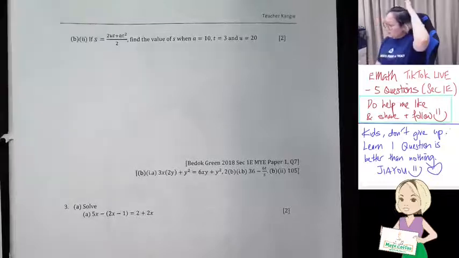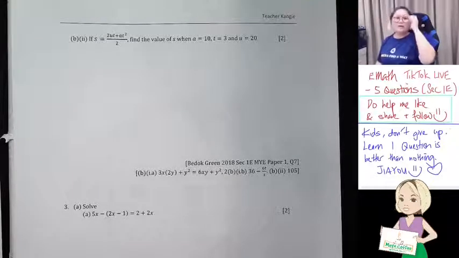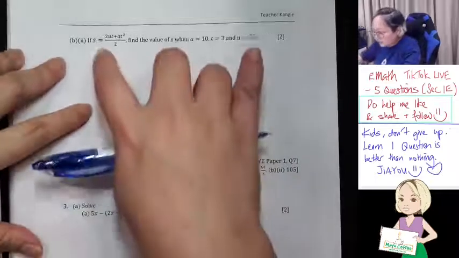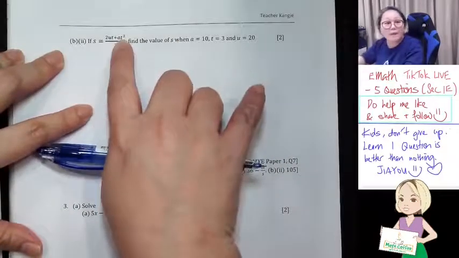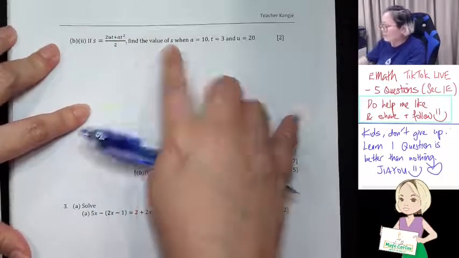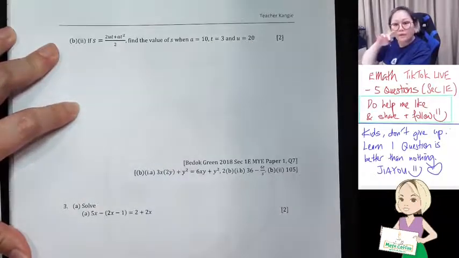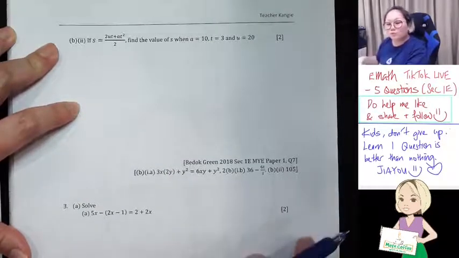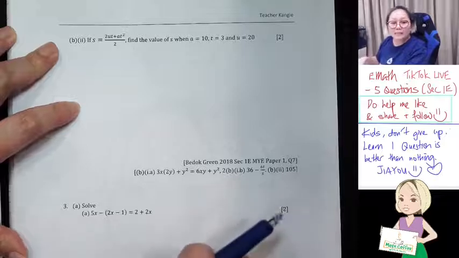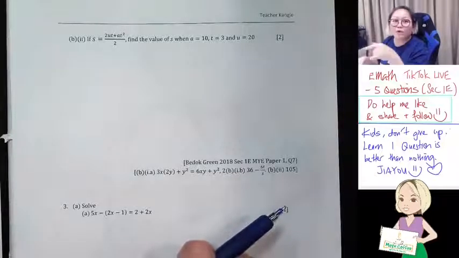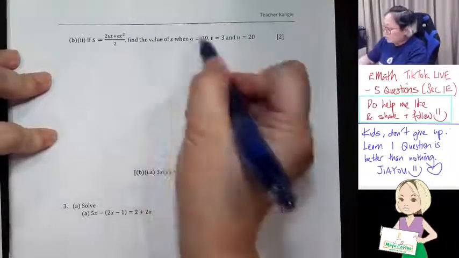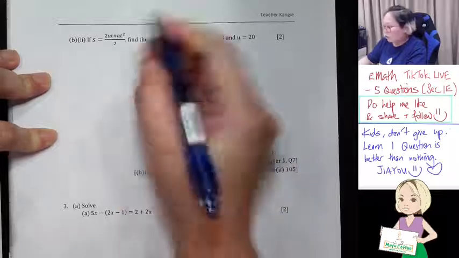Okay, kids, this one is algebraic, as in something like a formula. I'm giving the formula s equals to blah blah blah. Then they say, find the value of s when a equals 10, t equals 3, and u equals 20. What I always tell my students to do is replace the alphabet with the bracket. They want you to find s, so just keep s as s.